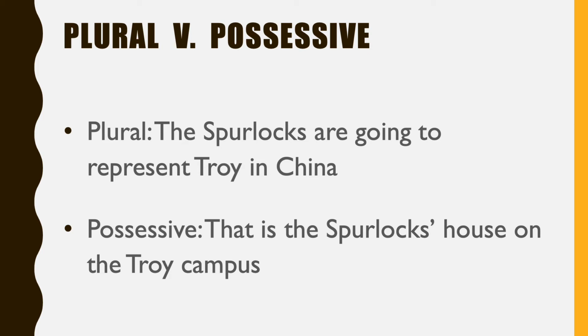On the other hand, if we're talking about something that's possessive, and in this case it's plural possessive, and I'm talking about their house, I would write, that is the Spurlocks' house on the Troy campus, with the apostrophe at the end, because I'm referring to both of the Spurlocks, that it is their house together.